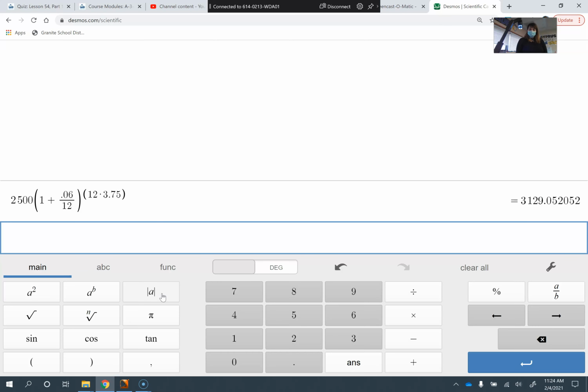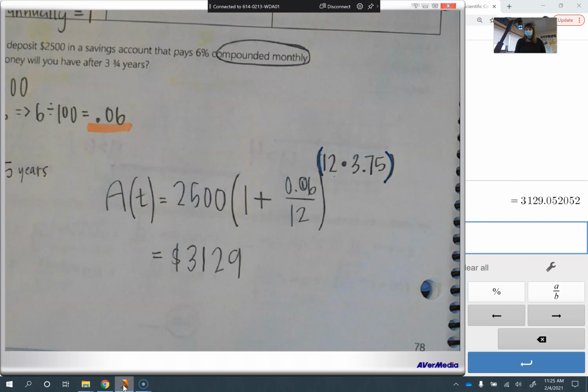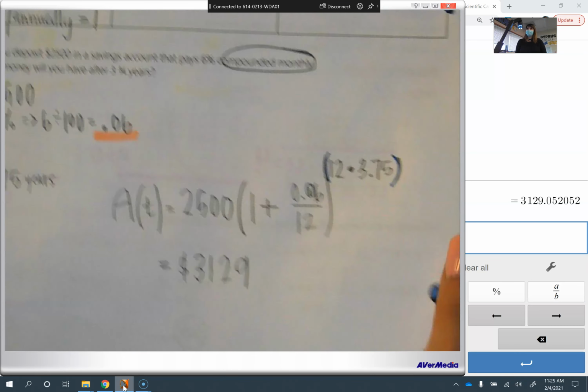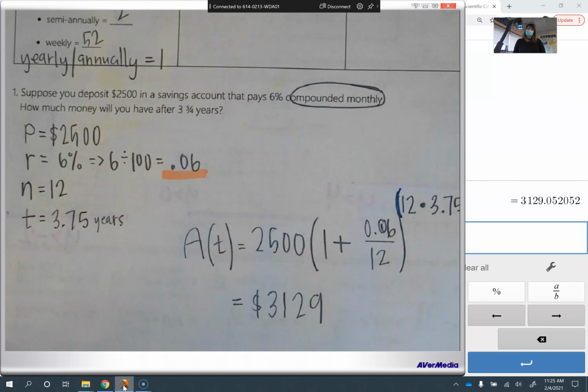So our answer after 3.75 years, what we have in our account is $3,129. Let's make our lives easy and just round to the nearest whole. So 3129. You're hanging in? So that's the big old ugly yucky pants formula.